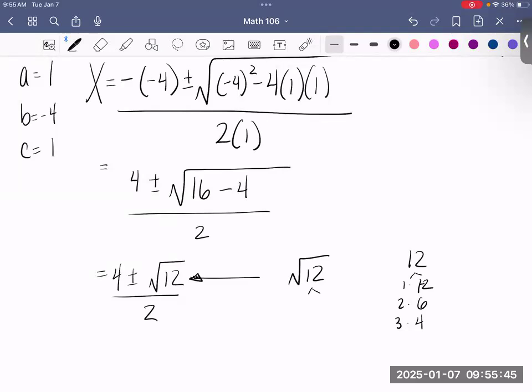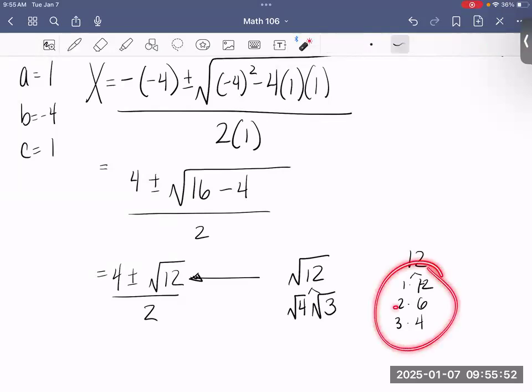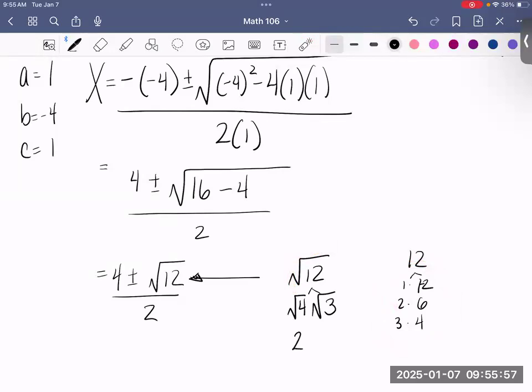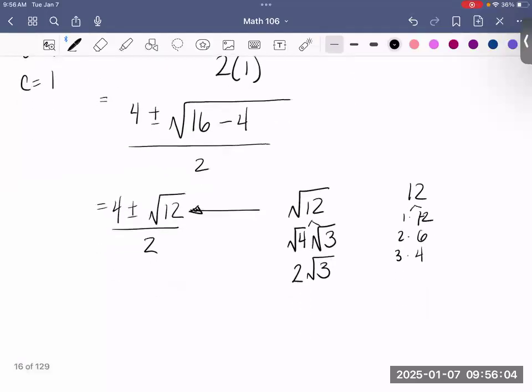Well, 4, right? So if we look at the square root of 4 and the square root of 3, notice that any of these factors, you can break up into its own square root sign. But what is the square root of 4? 2. What is the square root of 3? Can't go any further, right? It just means that the square root of 12 could be broken up into 2 times the square root of 3 and still come out to be the exact same. 4 plus or minus 2 square root 3 over 2.